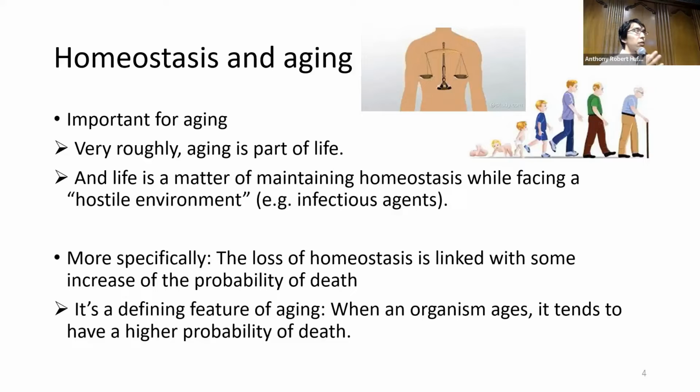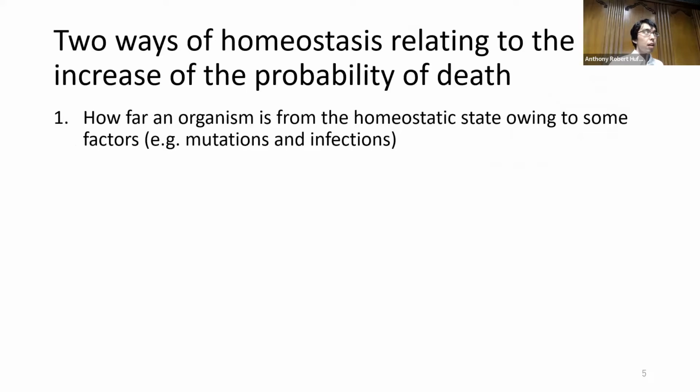And the increase of the probability of death is a defining feature of aging, because roughly when an organism ages, it tends to have a higher probability of death. Then we can elucidate a relationship between homeostasis and the increase of the probability of death in at least two ways.